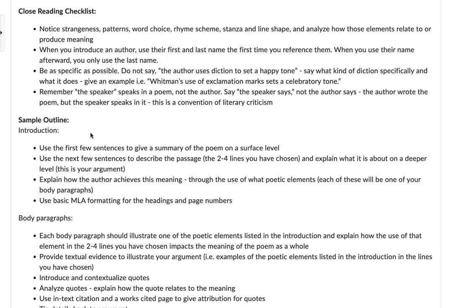Remember that when you introduce an author, you use their first and last name the first time that you reference them, and then when you use their name afterward, you only use the last name. Be as specific as possible. Don't say that the author uses diction. Say what kind of diction specifically and what it does, and give an example, i.e. Whitman's use of exclamation marks, that's a celebratory tone.